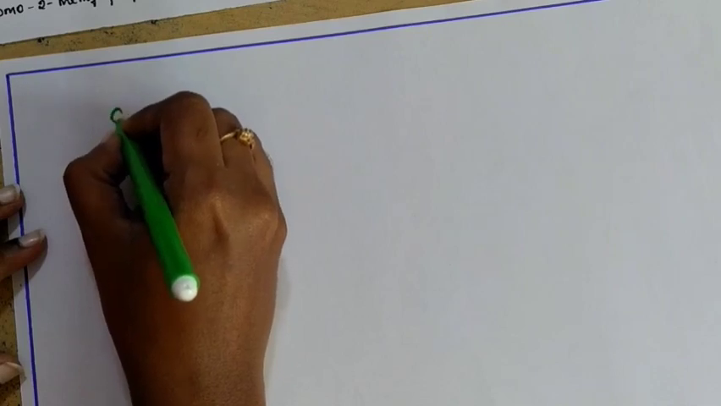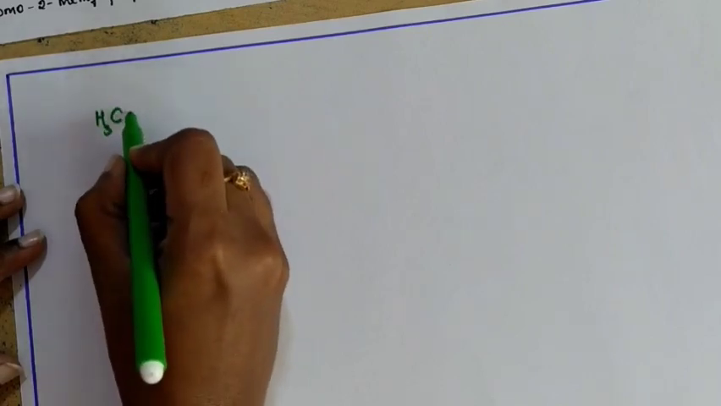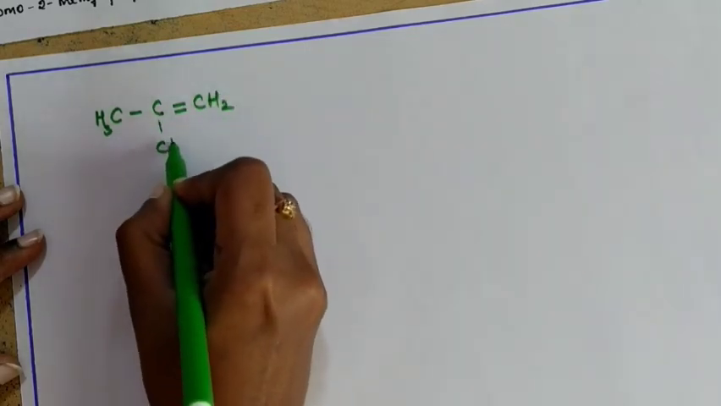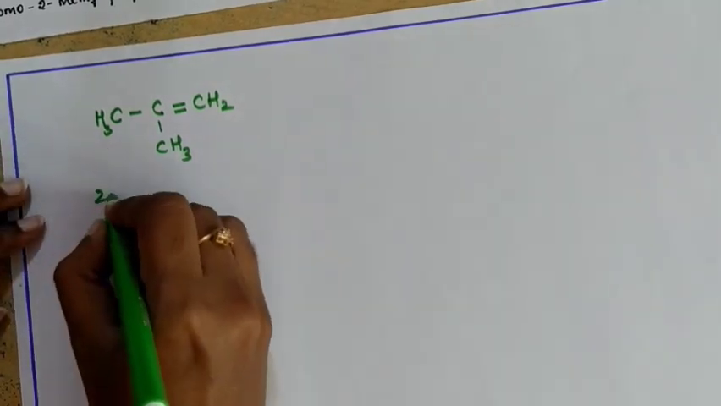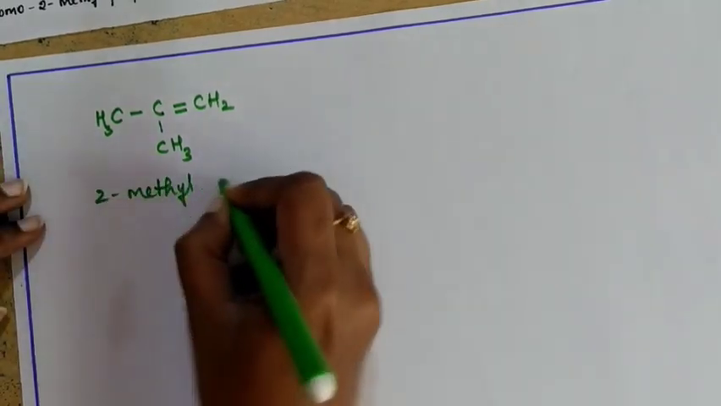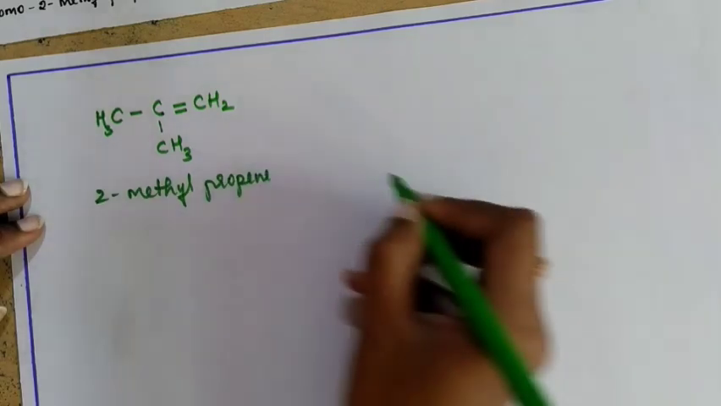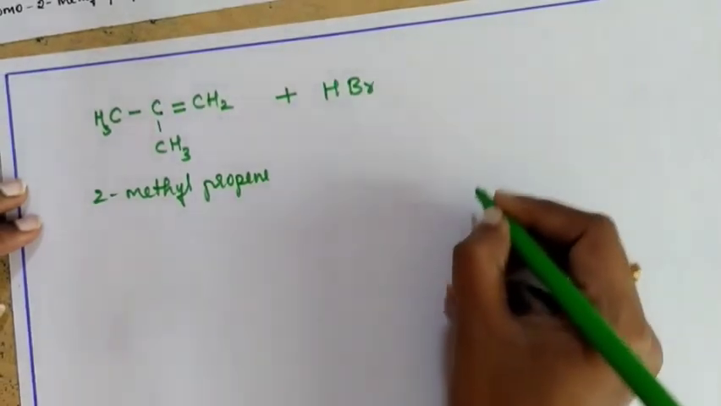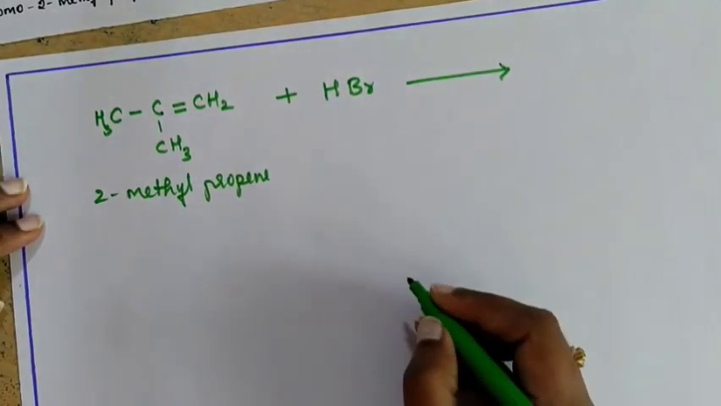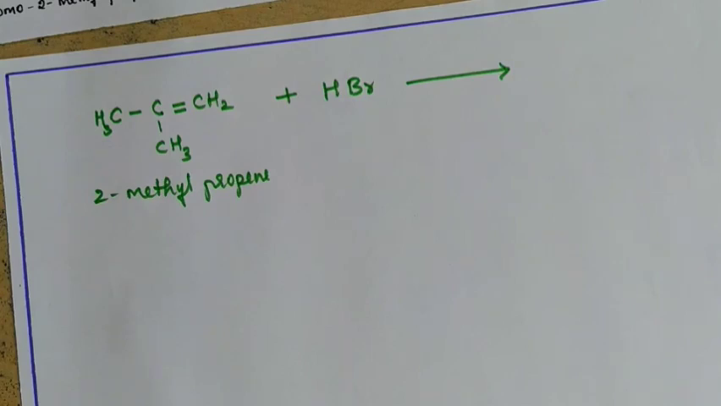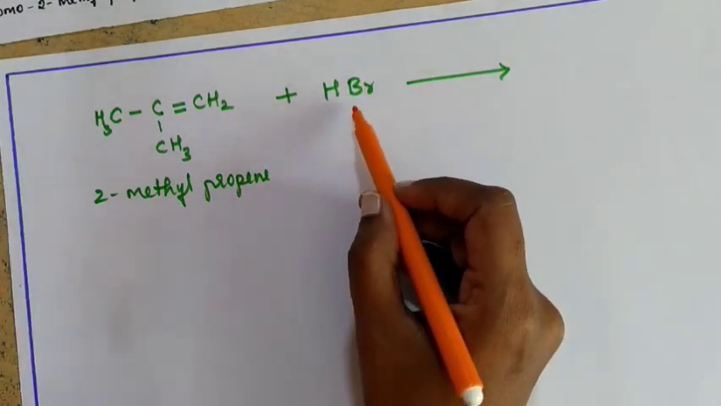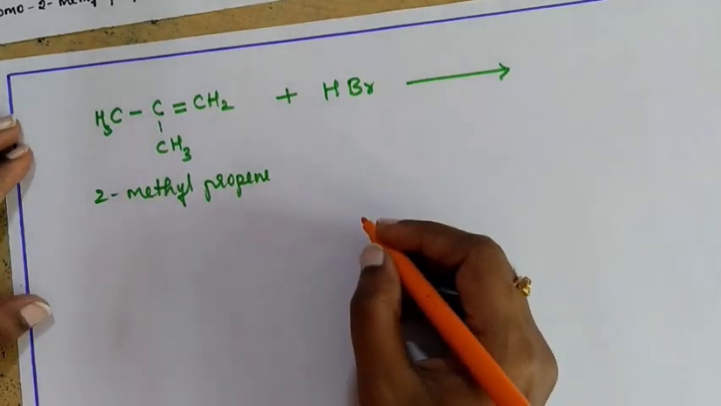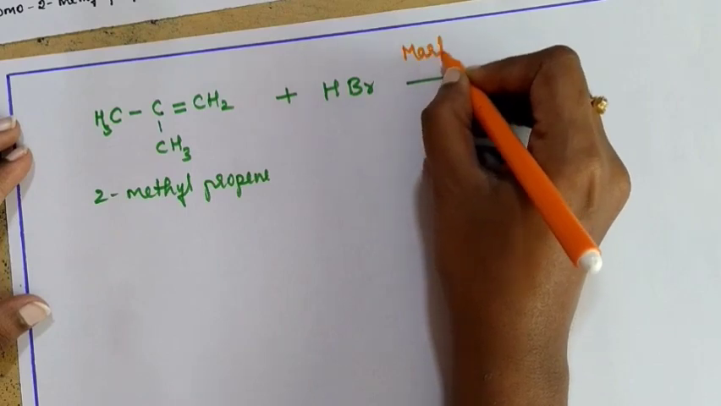2-methylpropene can be written like this: CH3, C, double bond, CH2, and here one more CH3. This is nothing but 2-methylpropene. And 2-methylpropene has to react with HBr, and no condition is provided. Without any condition, when HBr, that is hydrogen bromide, reacts with the alkene, we know that Markovnikov rule will take place. Remember this rule, it is very important.